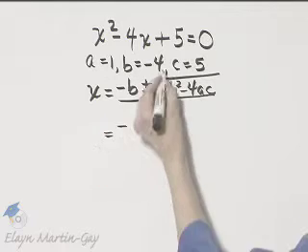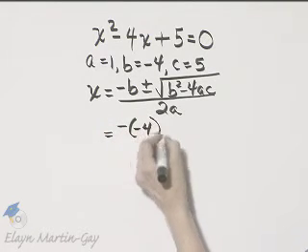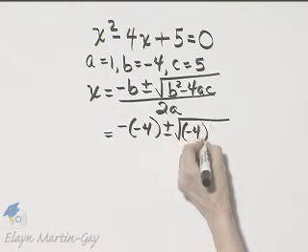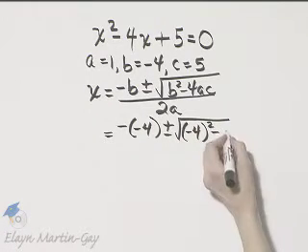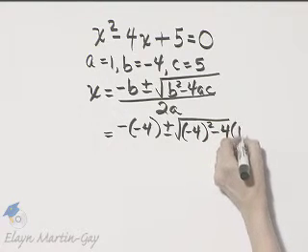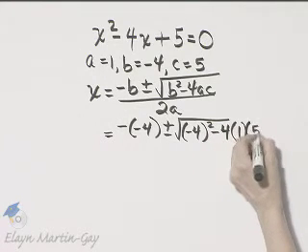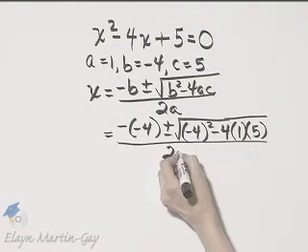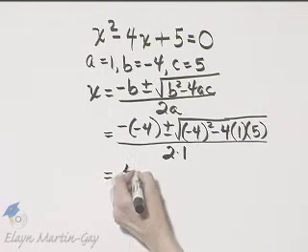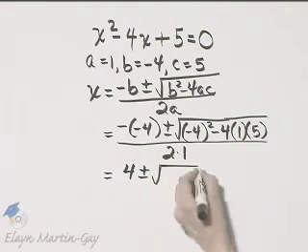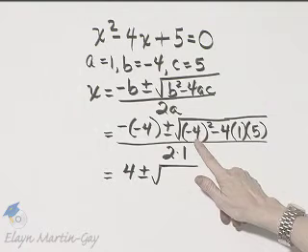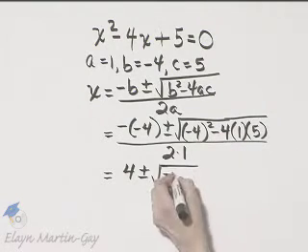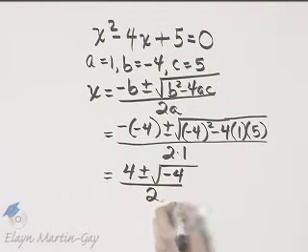So it's the opposite of b, which is -4, plus or minus the square root of b, which is -4 squared, minus 4 times a is 1 times c is 5, all over 2 times a is 1. So we have 4 plus or minus the square root of, this is 16 minus 20, and 16 minus 20 is -4, and this is all over 2.